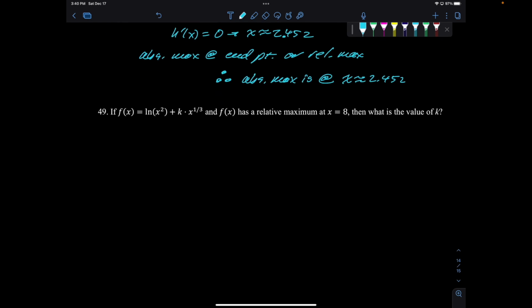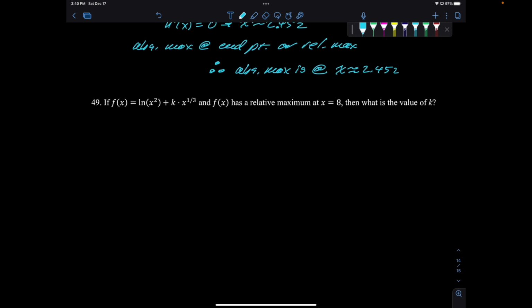All right, and then question 49, which is actually the last question. Thankfully, maybe? I've been working on this for a long time. If f of x is the natural log of x squared plus k times x to the 1/3, f of x has a relative maximum at x equals 8. One thing we know is that f prime of 8 will be 0 or not exist. Then what is the value of k?